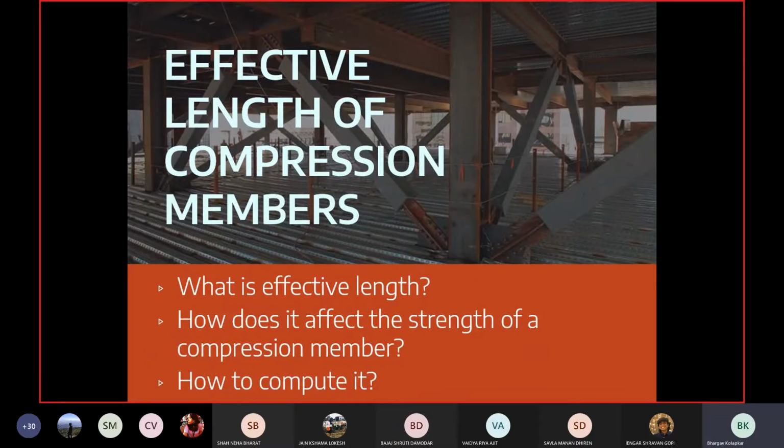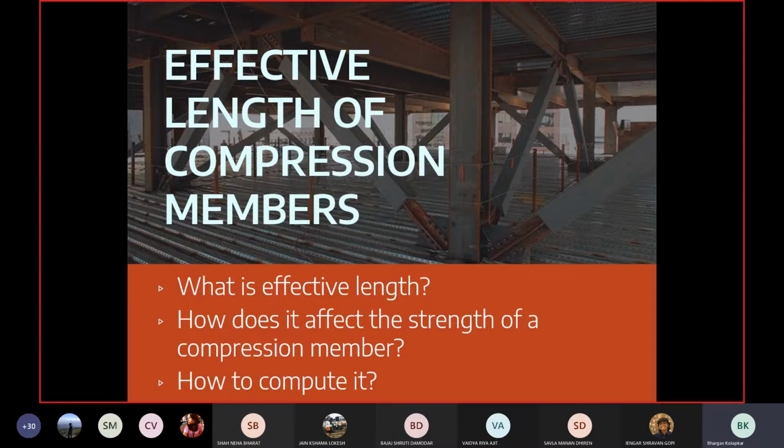And then we also solved a numerical to back up whatever we had looked at in theory. And we studied how to classify a section as, if it falls into category A, B, C, or D, if the buckling classification is A, B, C, or D, and then how to use that data and different tables that are given in the IS code to find out the design compressive stress and hence the design compressive force.